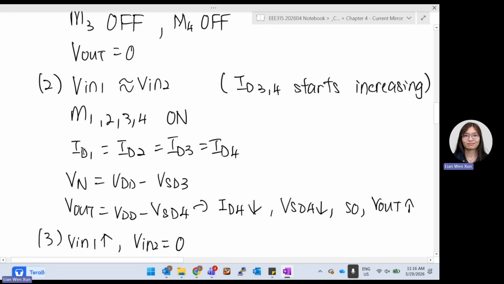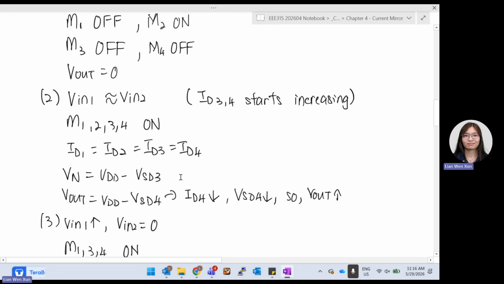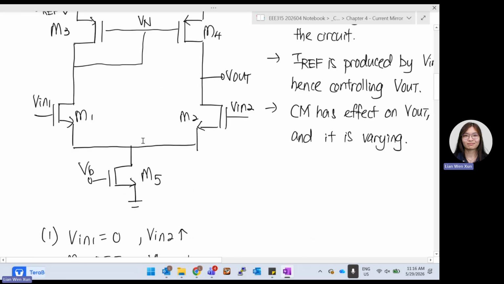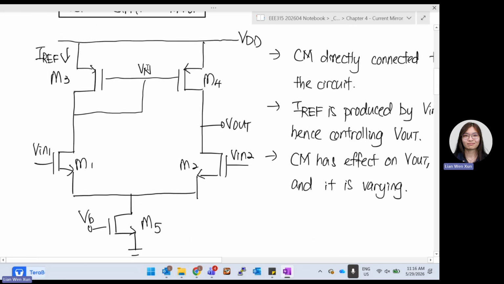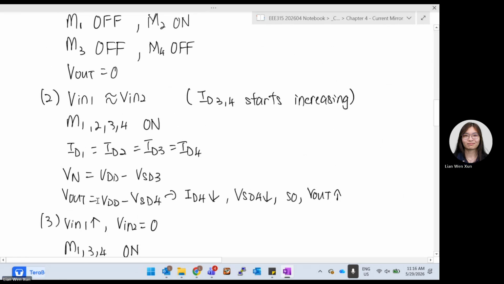So we say that Vn is equal to VDD minus VSD3. You can see Vn is over here. It's equal to VDD minus the source-drain voltage of M3. This is PMOS, so source to drain; basically, it's your source to gate as well. So Vn is equal to VDD minus this point. It is true. And Vout is equal to VDD minus VSD4.